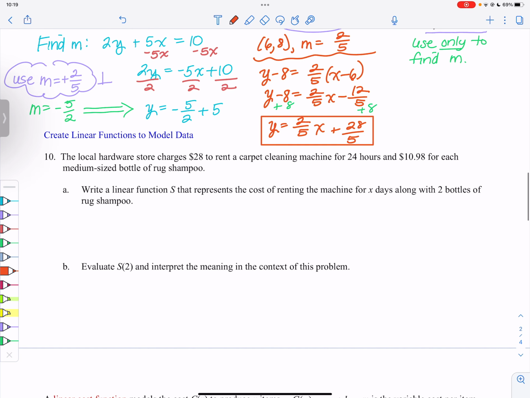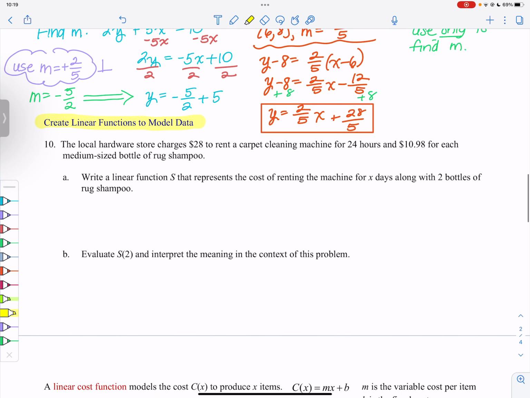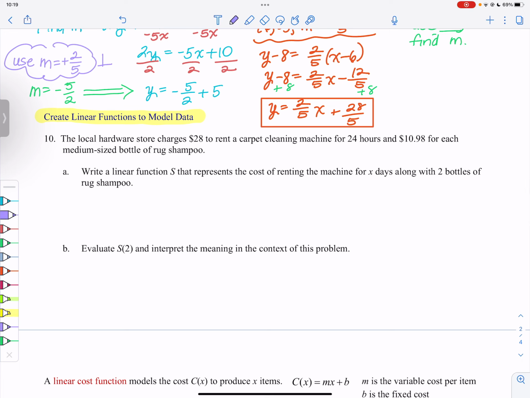Okay, now we're going to create a linear function to model some data. And these are usually pretty quick. We have to read them carefully and get the data out of them. So there's a local hardware store and it charges $28 to rent a carpet cleaning machine for 24 hours and $10.98 for each medium-sized bottle of rug shampoo.